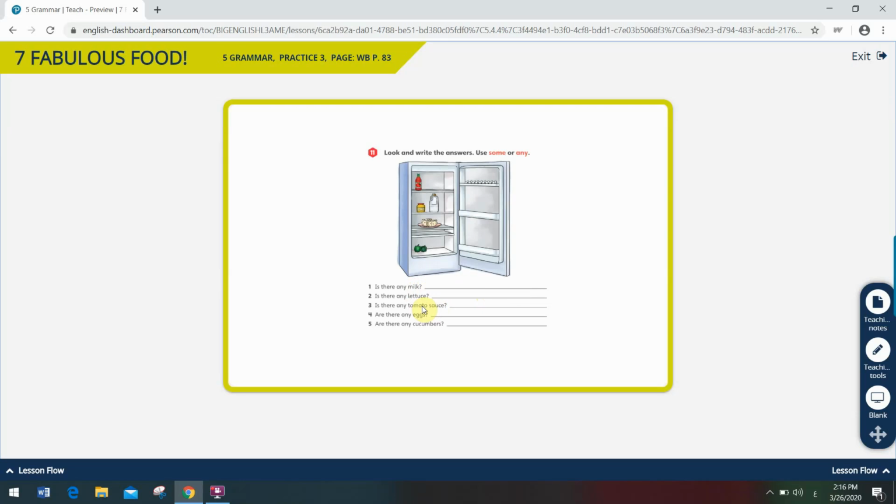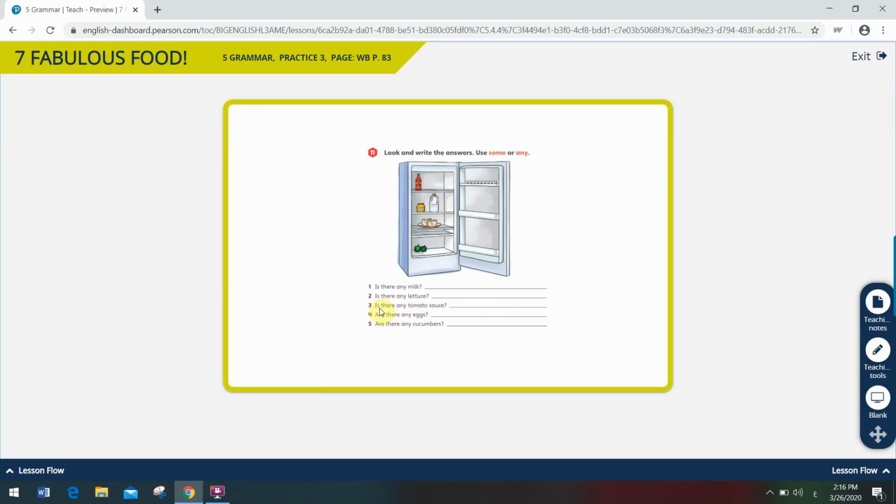And question number 2. Is there any lettuce? Look at this fridge and see if there is any lettuce. هل يوجد في عنا البعض من الخس? No. So the answer is no. Here you have to write no. There isn't any lettuce.